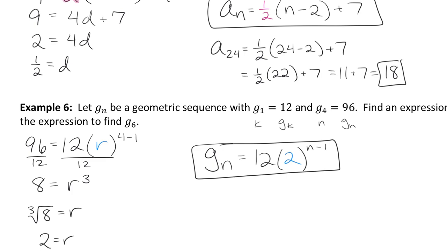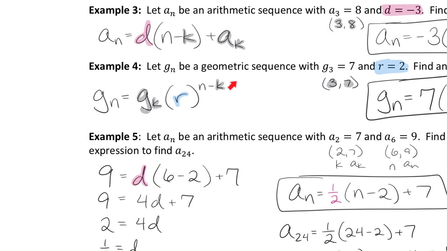Because we want to leave the n's in the formula. That's what the formula should have in it. We're only switching out the k's, g sub k's, and r's. We leave the n and the g sub n.